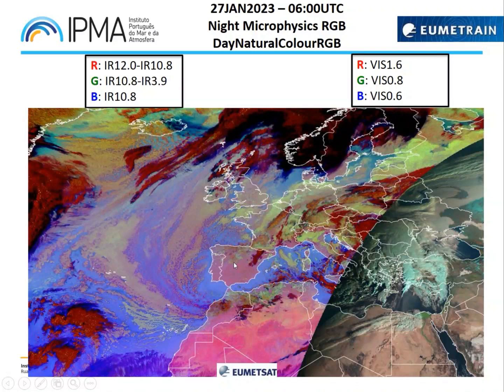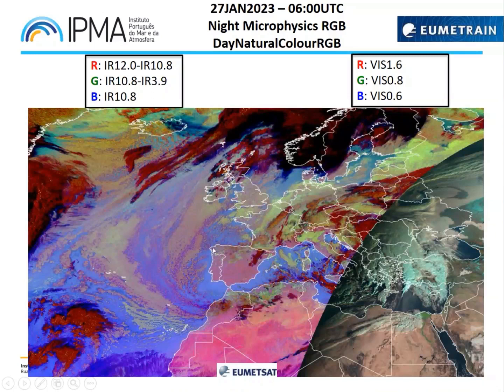These pastel colors have different shades because mainly it depends on the temperature of the cloud layer, and also depends on the thickness of the cloud layer. So it will be in different shades depending on these two things.